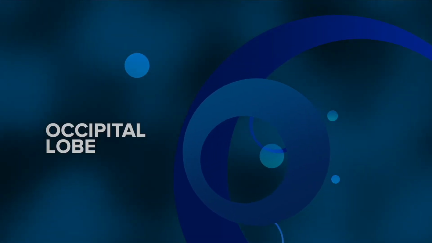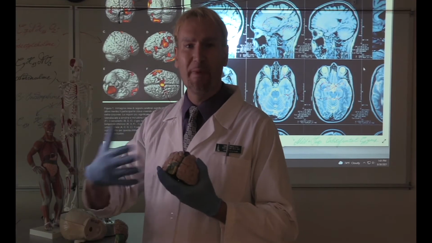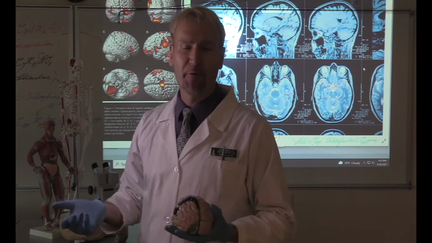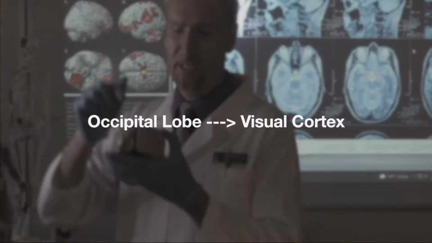So moving on, we just mentioned, again, this somatosensory and motor cortex. Since we were talking about the parietal lobe, let's move on to the occipital lobe right in the back.